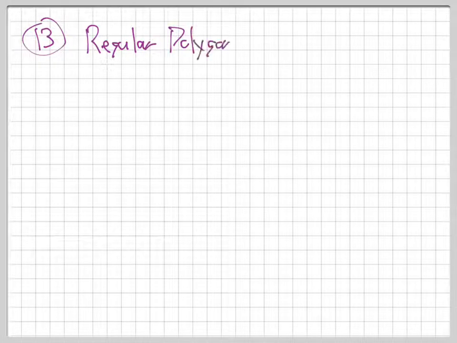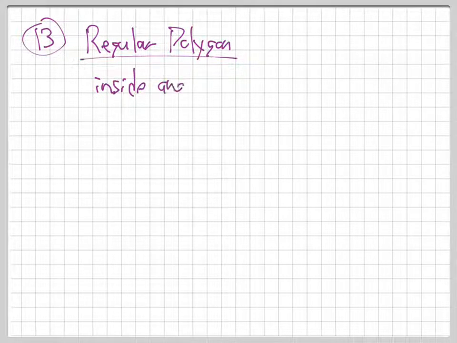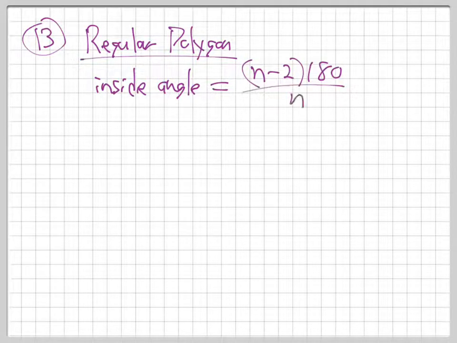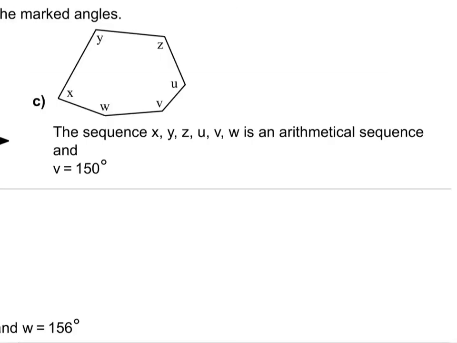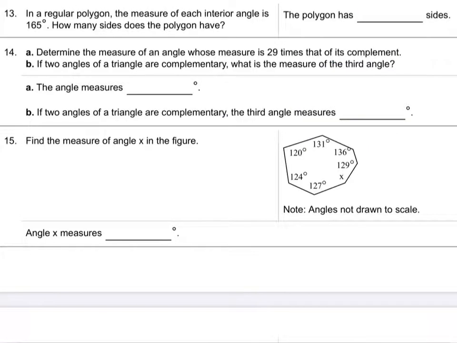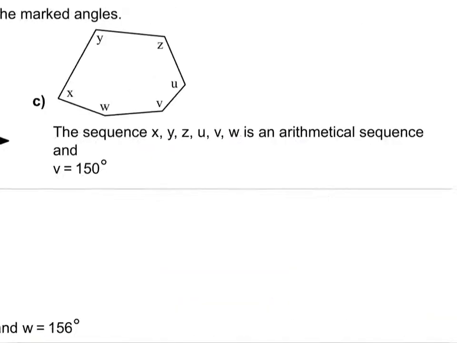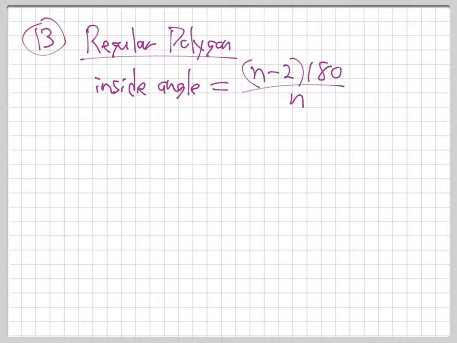Number 13. Remember, regular polygon. Remember that little formula we derived? Inside angle equals (n minus 2) times 180 over n. Remember that little formula? So have that in your 3x5 card. What did they say it was, 165? I already forgot. Yeah, 165. So they're saying it's 165. How many sides does it have? So that's tricky. So the angle is 165 degrees.